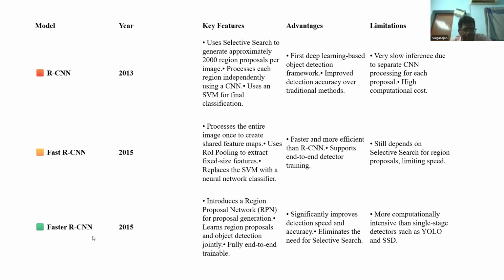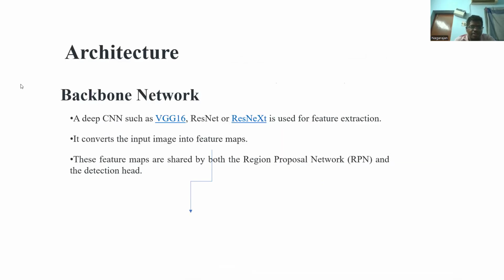For that reason we moved to Faster RCNN, which is very fast and convenient, with region proposals made with the help of the RPN. Here the RPN learns region proposal and object detection quickly. It also improves detection speed and accuracy and eliminates the need for selective search. The one drawback is that it is a single-stage detection that is computationally intensive. That's a small drawback. Let's move to the architecture. Once we come to the architecture, we have four components.